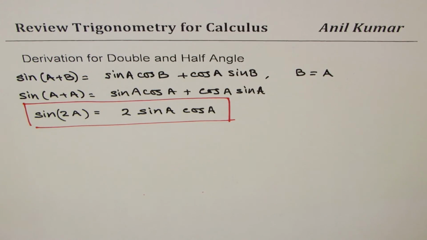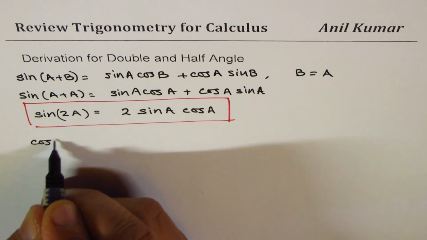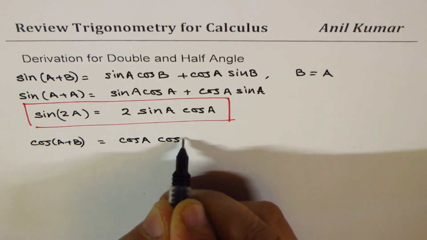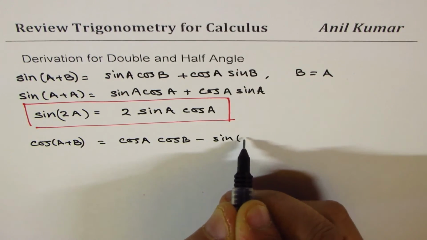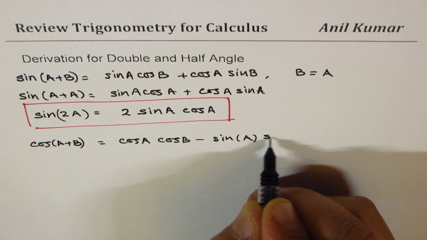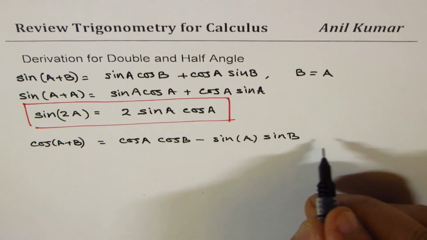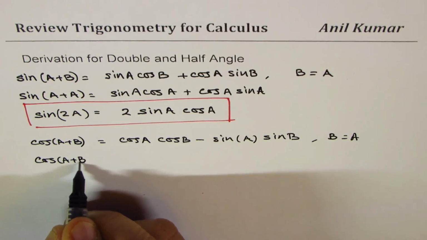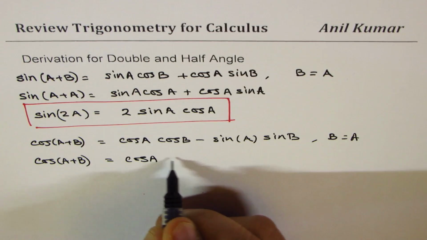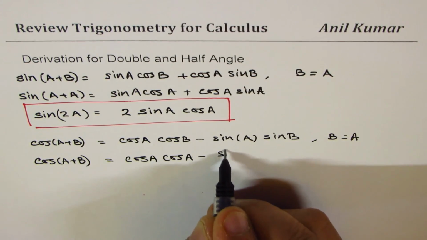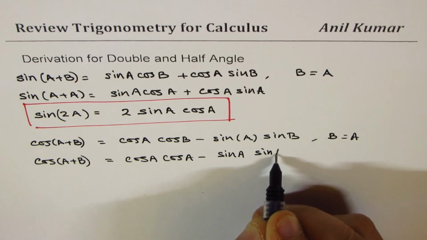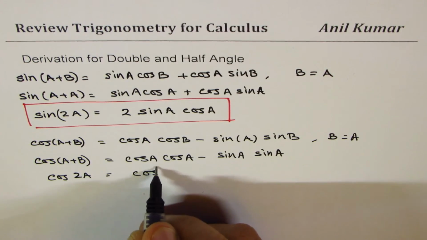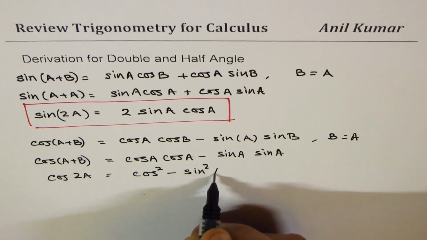Similarly, we can find the double angle formula for cosine also. Cos of A plus B is cos A cos B minus sine A sine B, right? So if I substitute B equals A, we get cos of A plus A equals cos A cos A minus sine A sine A, right? So cos of 2A is cos square A minus sine square A.